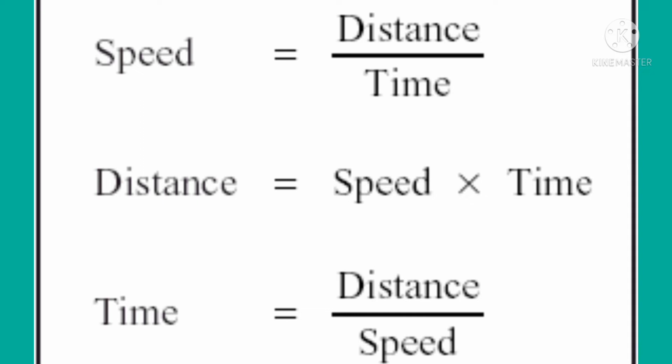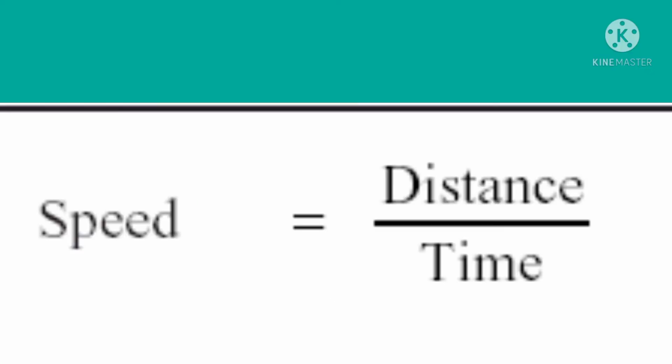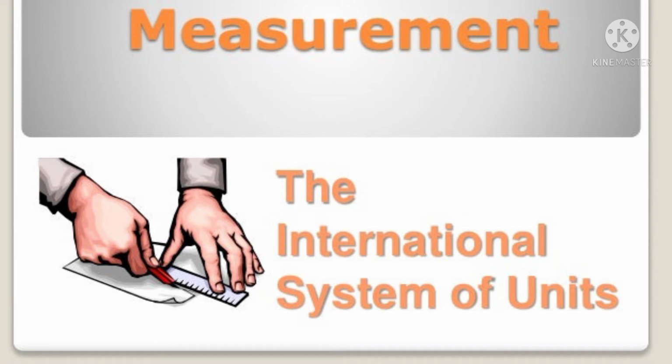To calculate the speed of an object moving in a straight line, the formula is S equals d over t. S is the rate or speed. D is the distance moved or traveled. T is the time it takes to complete the movement. The international system unit for speed is meter per second, or m over s.